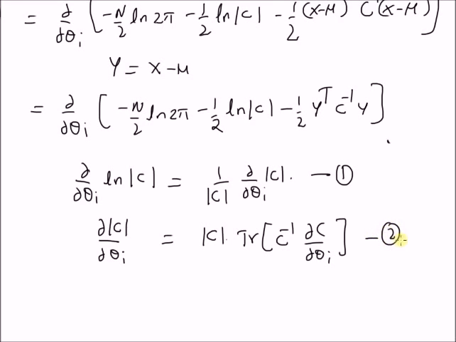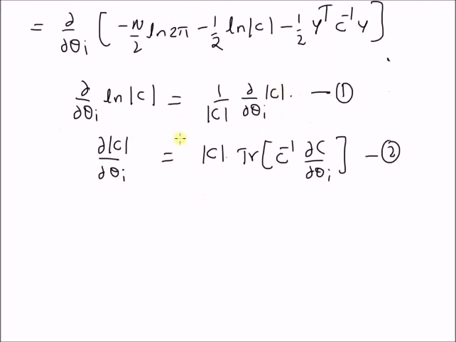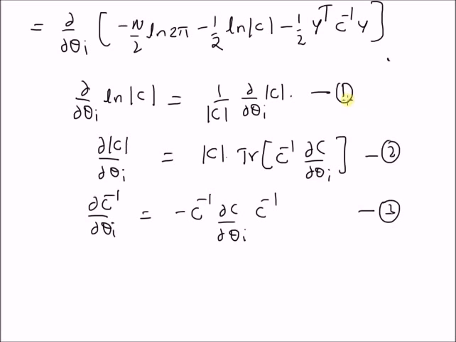So this is equation or formula number 2. And finally, we also need to use the derivative of an inverse matrix, which is equal to minus C inverse times the derivative of the matrix with respect to the parameter, multiplied by C inverse. This is equation or formula number 3. So we can use these three formulas to determine the derivative of this log likelihood function.